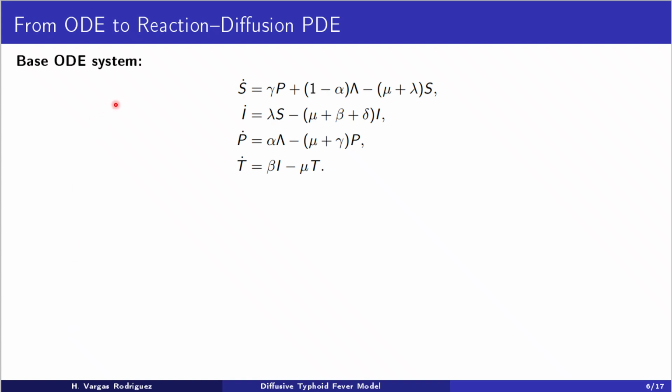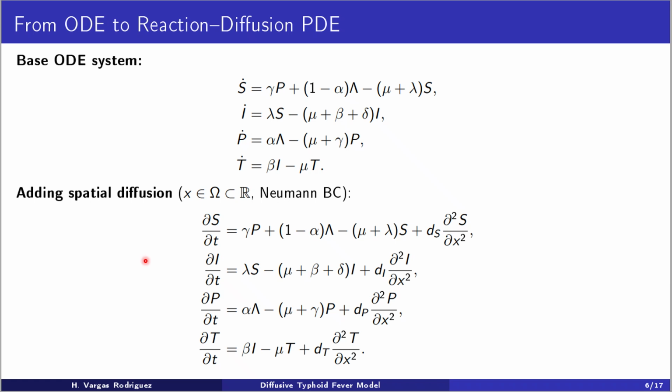The base model is a system of four ordinary differential equations, what you see at the top. This is the model studied by Nithiri in 2016. It assumed a well-mixed population with no spatial structure.